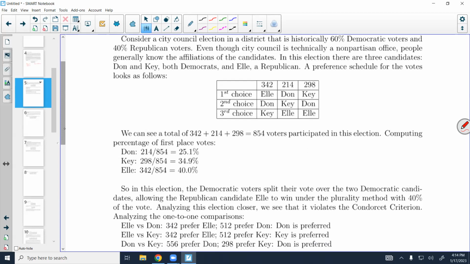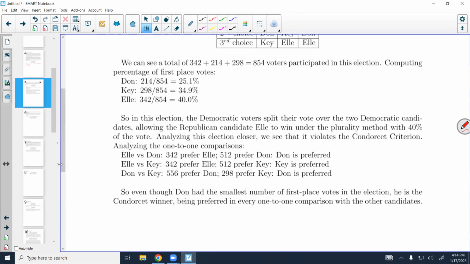So we can see a total of 854 voters participated in this election. Computing the percentage of first place votes, we see Don has 25.1%, Key has 34.9%, and L has 40%. So in this election, Democratic voters split their vote over the 2 Democratic candidates, allowing the Republican candidate L to win under the plurality method with 40% of the vote. Looking at this closer, we see that it violates the Condorcet criterion, analyzing the 1-to-1 comparisons.